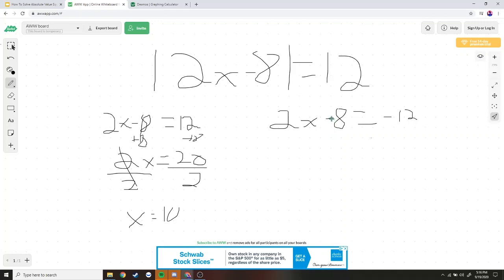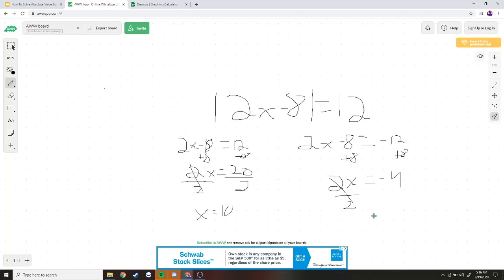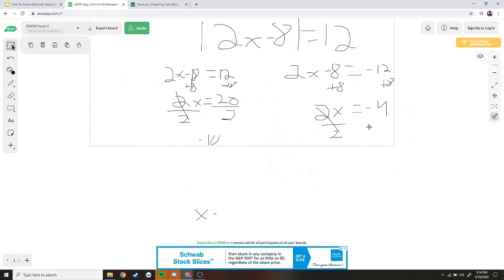So here we need to bring this negative 8 on the other side. We're going to add 8 on both sides. Then we get 2x is equal to negative 12 plus 8, which is negative 4. And then we're going to divide 2 on both sides to get rid of this 2 being multiplied by the x. Let me move everything up.